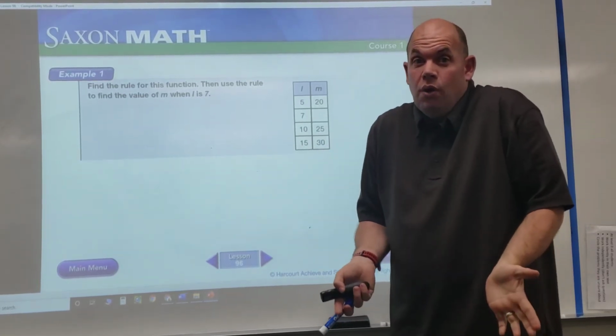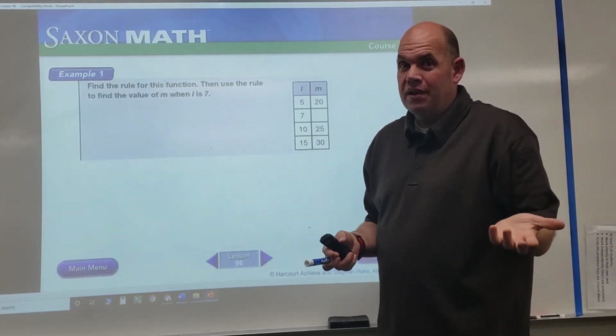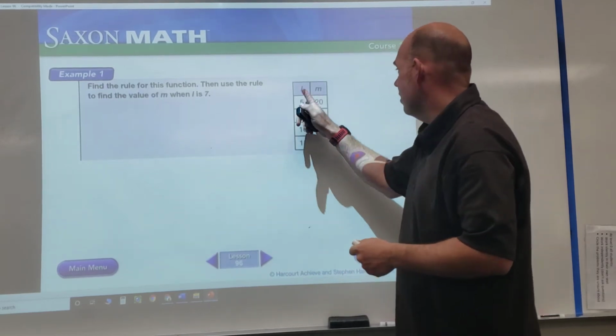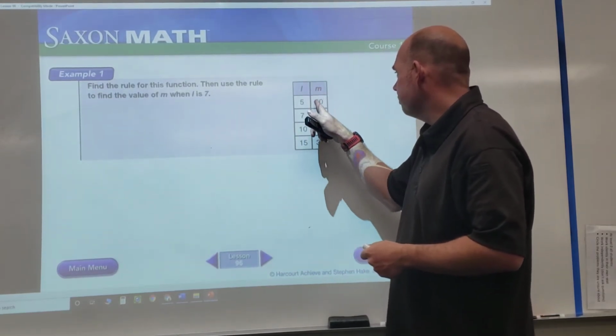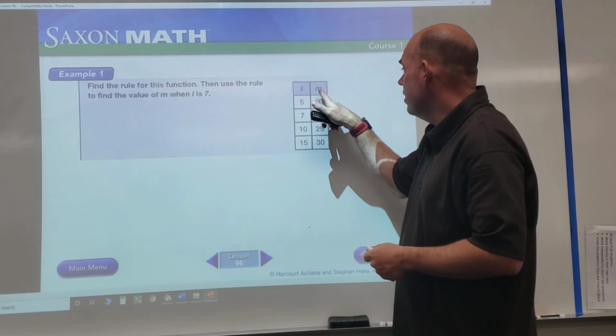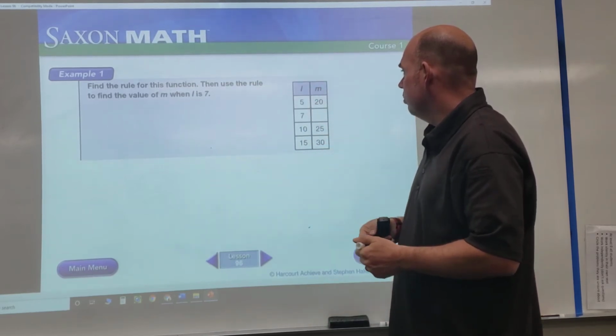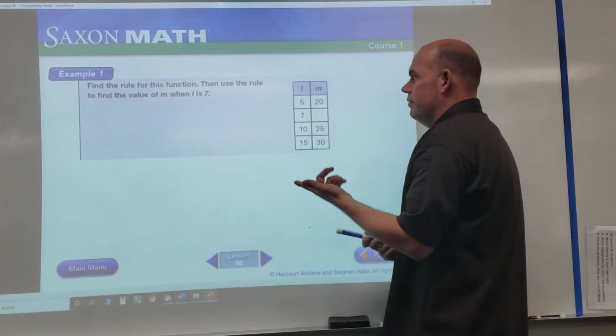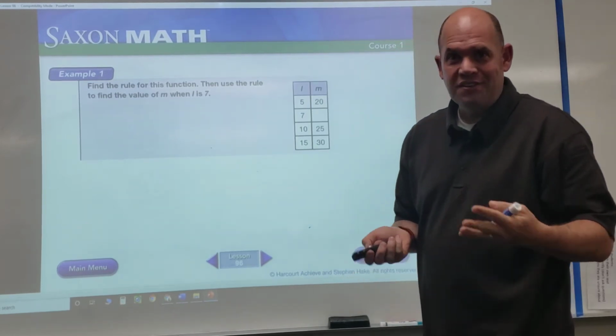So now we know what the rule is. It's something plus 15. The something here would be m. So L equals m plus 15. Okay, so that's our function.